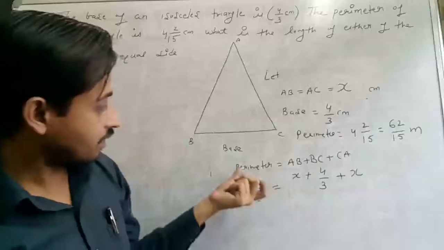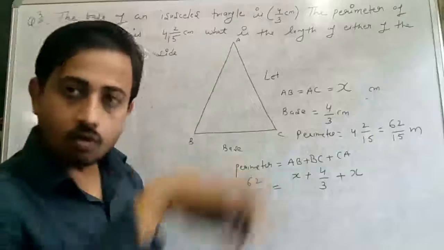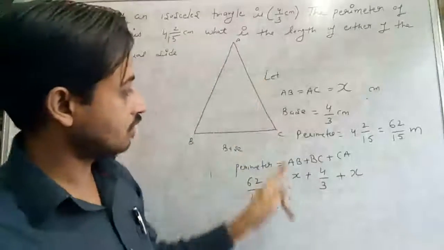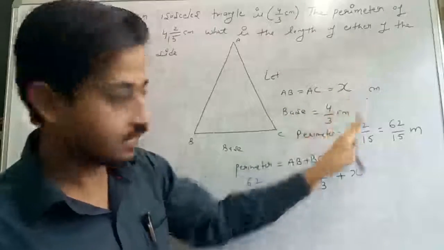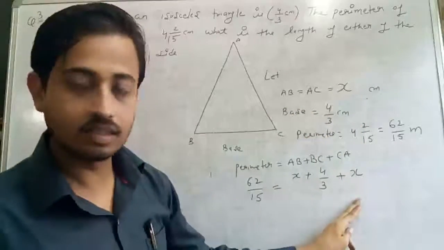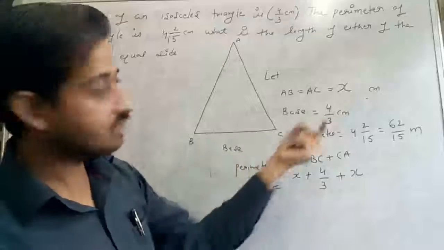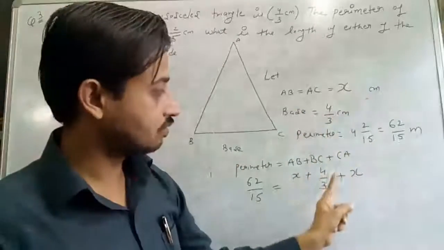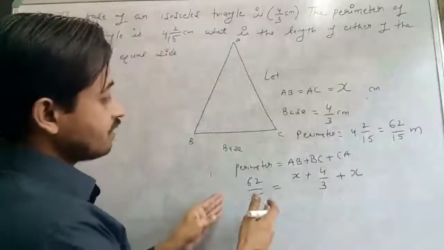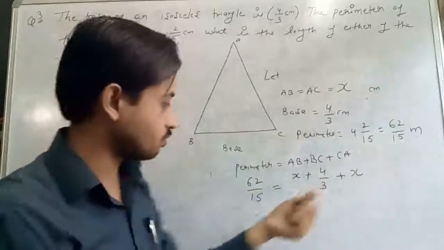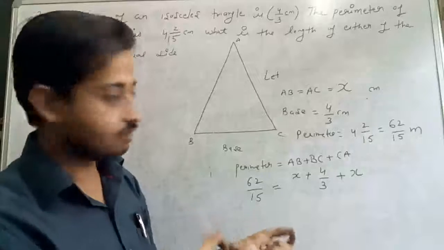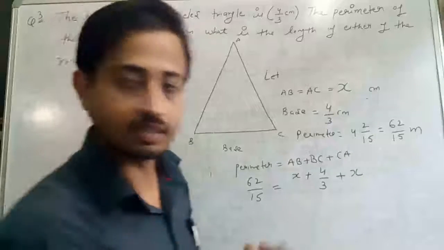Again, I am taking perimeter. Perimeter is the sum of all sides. AB is equal to x, AC is equal to x, so I am taking x here, and BC is your base, and the given base is 4 by 3. The perimeter is 4 mixed fraction 2 by 15, so that's why I'm taking 62 by 15 here. Now we have to solve it and get the value of x.